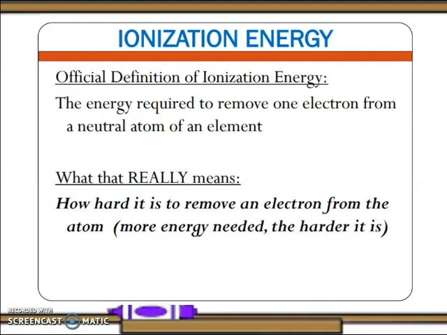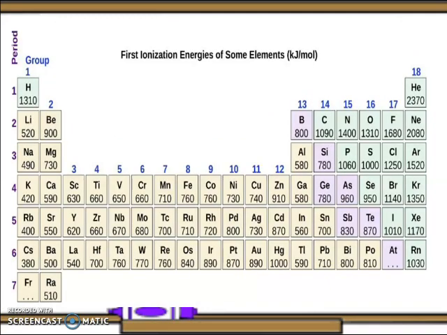Ionization energy is the energy needed to pull or remove one or more electrons from a neutral atom. The lower the ionization energy, the easier it is to remove its valence electrons. This shows the first ionization energies of some elements. Now, how does ionization energy increase?